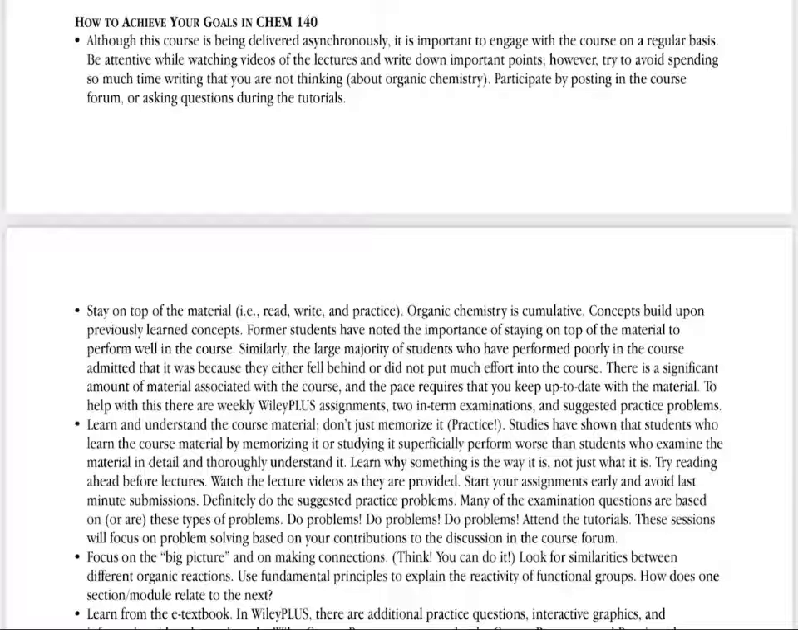Attend the tutorials. These sessions will focus on problem solving based on your contributions to the discussion in the course forum or at the tutorial. Focus on the big picture and on making connections. Think that you can do this. Look for similarities between different organic reactions. Use fundamental principles to explain the reactivity of functional groups. How does one section or module relate to the next?